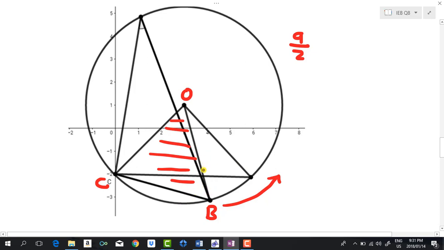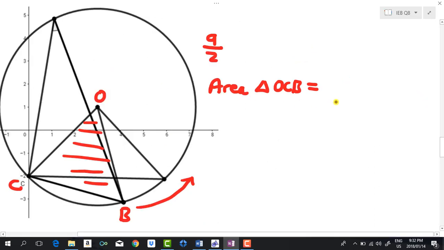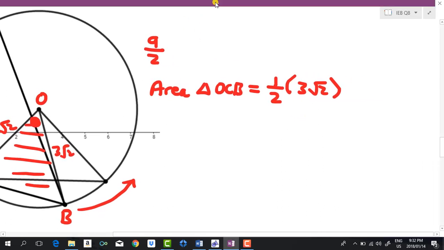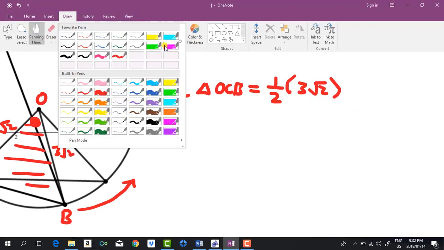But before we do that, let's just quickly do something with area. We know that the area of triangle OCB is equal to a half, and then we've got the radii here, 3 root 2, 3 root 2, and then this little angle is the included one, so it's a half, 3 root 2 multiplied by, again, 3 root 2, let's just move that across. There it is there. So we've got 3 root 2, and off we go.